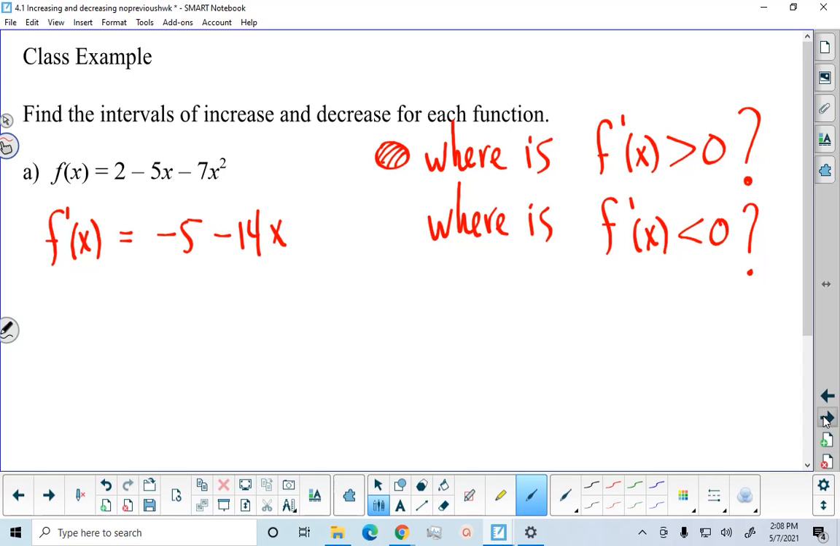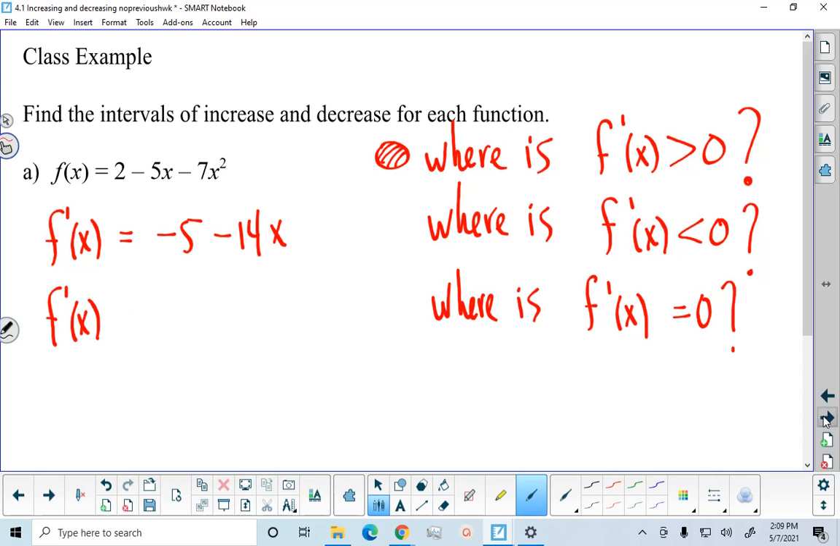I don't know if you remember, but when we had a problem a couple of days ago and I said, where is the position positive and where is the position negative? We had to start by saying where the position was equal to 0. And that's what we're going to do here. We have to have a third question here which says, where is f prime of x equal to 0? And to solve that, I want you to always get in the habit of factoring things completely.